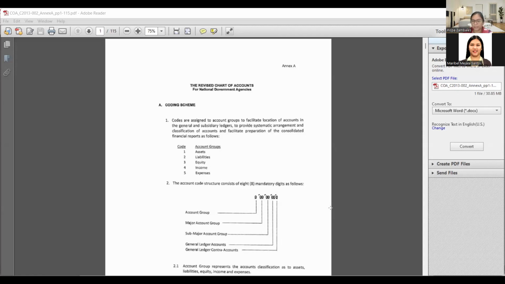Okay, so let's start, no? Saan naputol yung kanina? So when we say object, no, under expenses, so yun lang naman yan. Yung hindi ko nabanggit, yung mga capital outlays, no? Anyway, we will discuss it here.